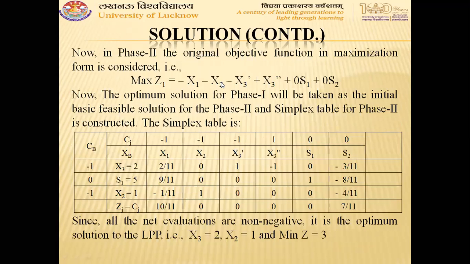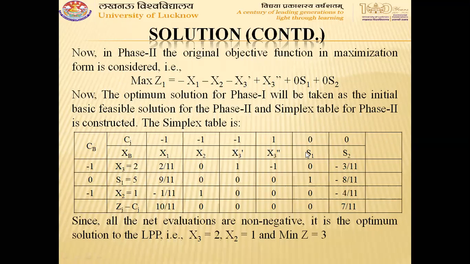Now in phase 2, we consider the original objective function in the maximization form. Our original objective function was of minimization type, and we converted it into maximization type. So it becomes maximum of z1 is equal to minus x1 minus x2 minus x3 prime plus x3 double prime plus 0 s1 plus 0 s2. As artificial variables are removed from the basis, we remove the column of artificial variables. There is no column of artificial variables in phase 2.